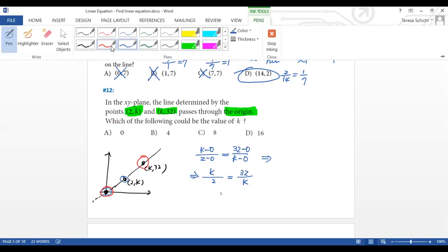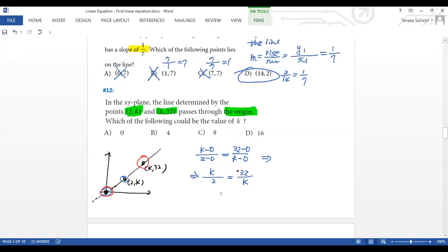Cross product, right? When you do the cross product, you get k squared equal to 64. So you take the square root. k could be positive 8 or negative 8. Of course, they did not give us the negative value as a choice, so we know the answer here. k is equal to positive 8.